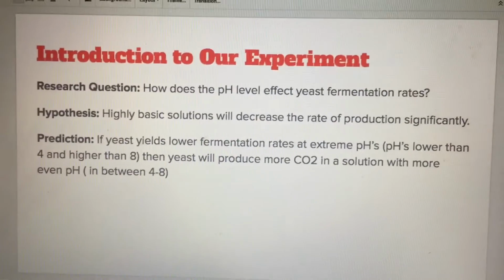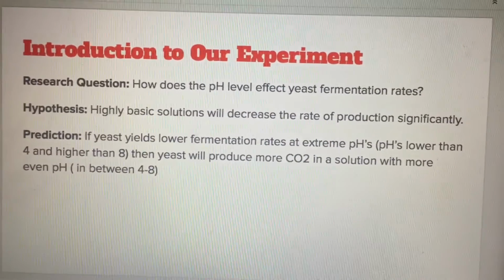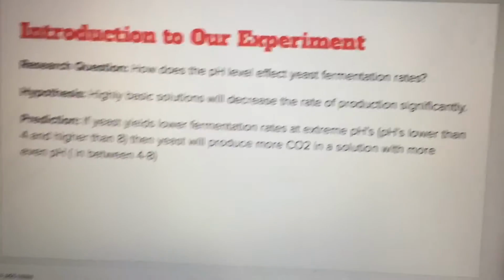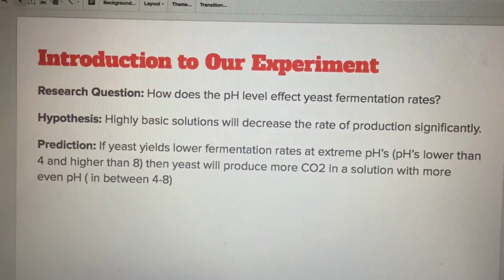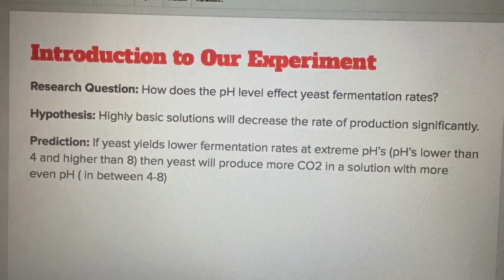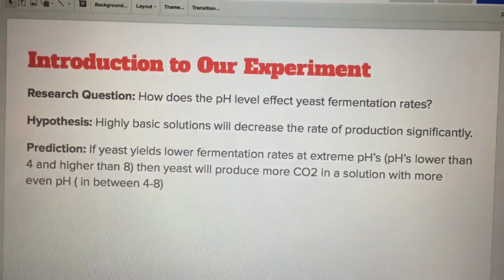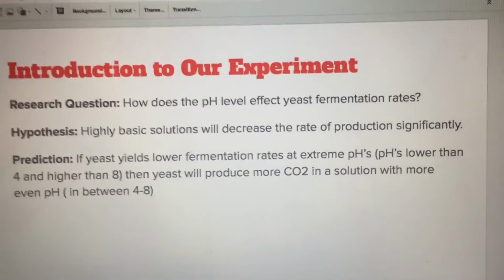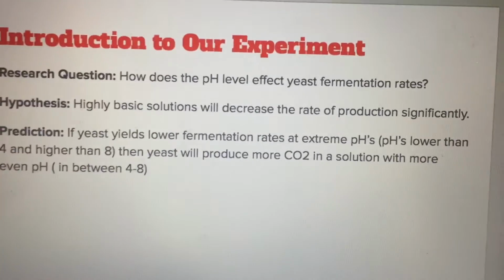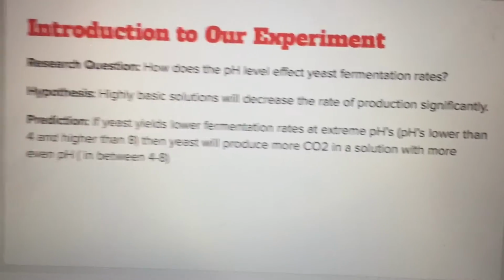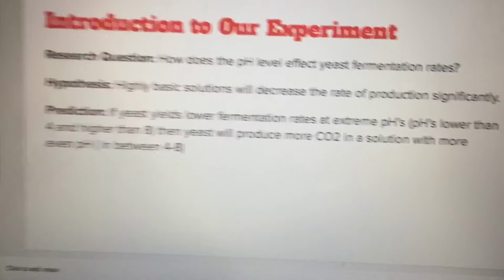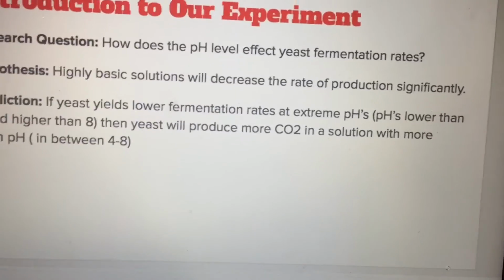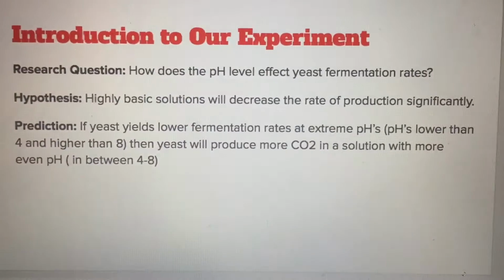So what we're saying with our prediction is that as you get further away from 7, which is the perfect balance between acidic and basic, either towards acidic or basic, the rates will get lower, and the closer that you get towards the center, they will be higher. And combining that with our hypothesis, we believe that highly basic solutions will have the lowest production rates.